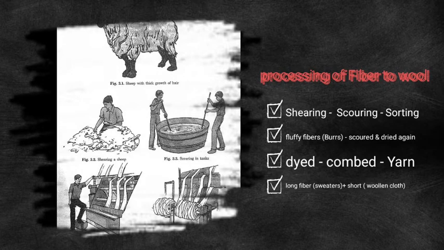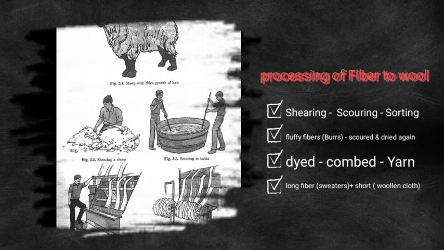Step 5. The fibers are dyed in various colors, as the natural fleece of sheep and goats is black, brown, or white. Step 6. The fibers are straightened, combed, and rolled into yarn. Longer fibers are made into wool for sweaters and shorter fibers are spun and woven into woolen cloth.